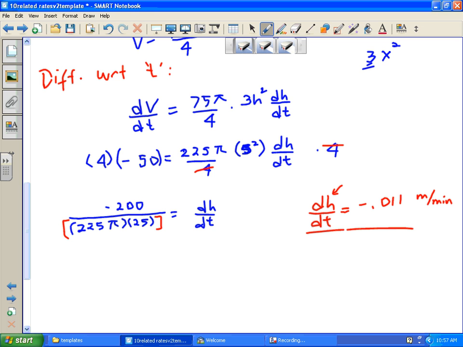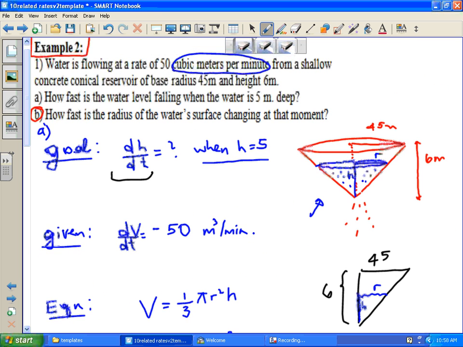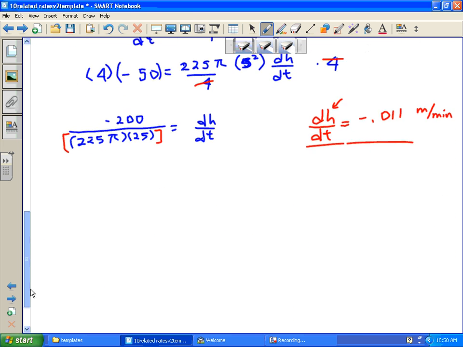Okay, and part B actually is going to be very easy once we have part A in hand, so we know what dh/dt is. Part A was asking, rather B is asking, how fast is the radius changing? How fast is the radius changing? How would you write that as a derivative? How fast is the radius changing? Do you want to know what dr/dt is this time?